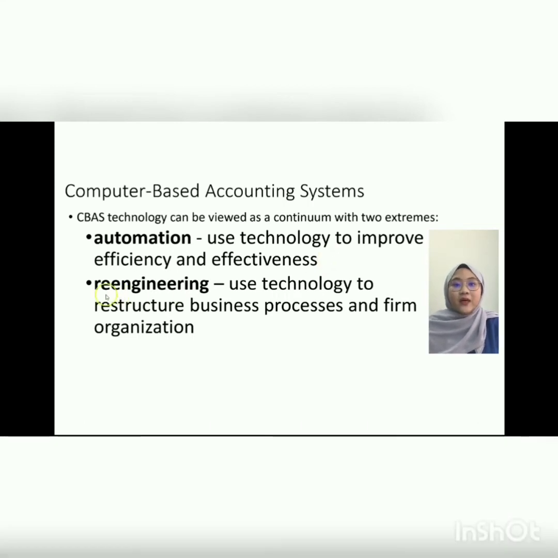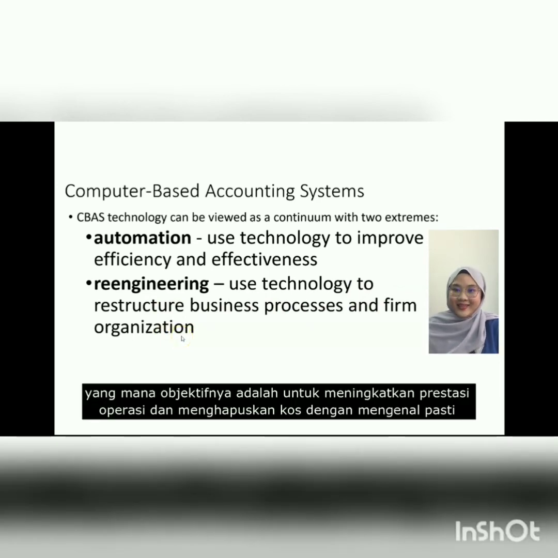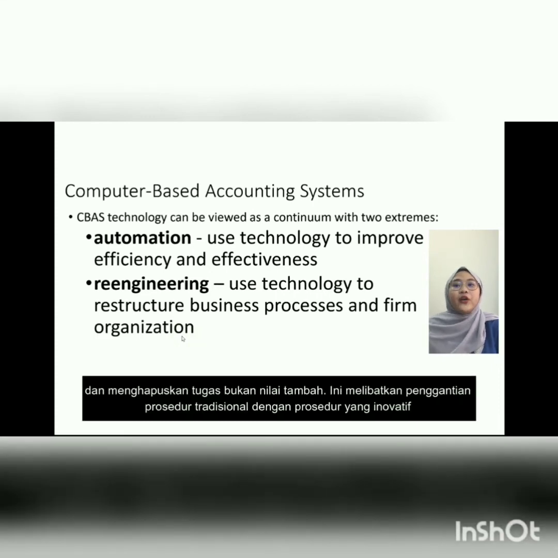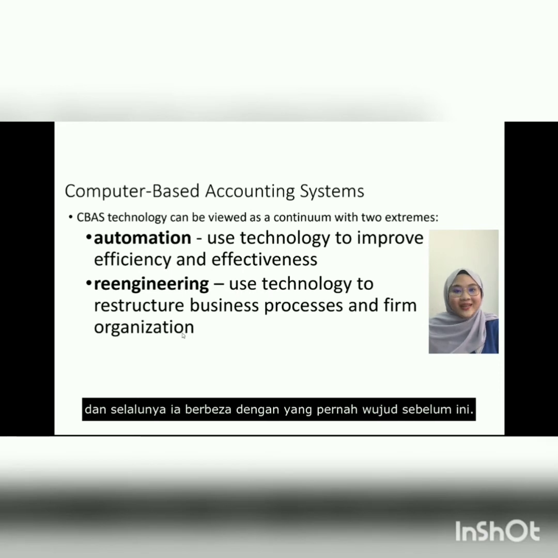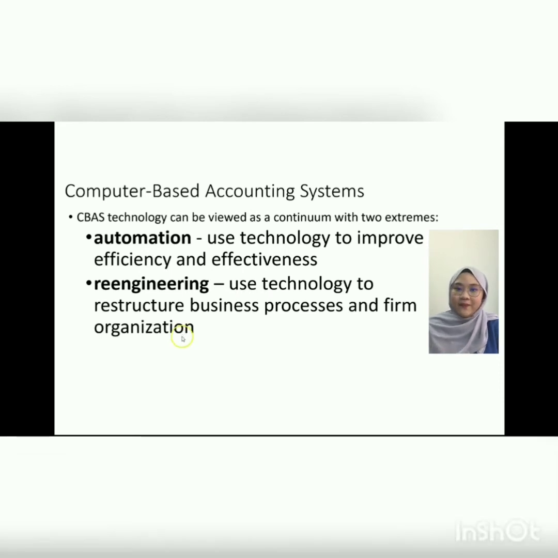Yang kedua ialah re-engineering, which is use technology to restructure business process and firm organisation. Yang mana objektifnya adalah untuk meningkatkan prestasi operasi dan menghapuskan kos dengan mengenal pasti dan menghapuskan tugas yang bukan nilai tambah. Ini melibatkan pergantian prosedur tradisional dengan prosedur yang inovatif dan selalunya ia berbeza dengan yang pernah wujud sebelum ini.